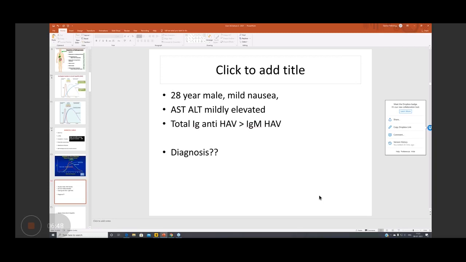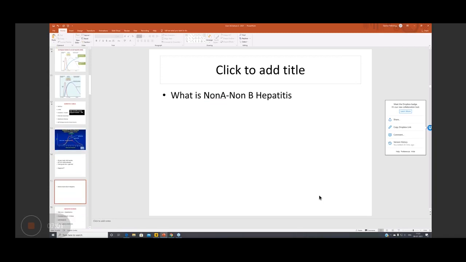So this means that the patient has gone into convalescence because the total levels are higher than the IgM. Yes, someone has typed, recovering hepatitis infection. Correct. Okay. Now, what is non-A, non-B hepatitis?